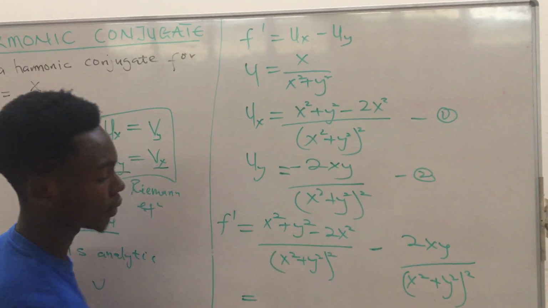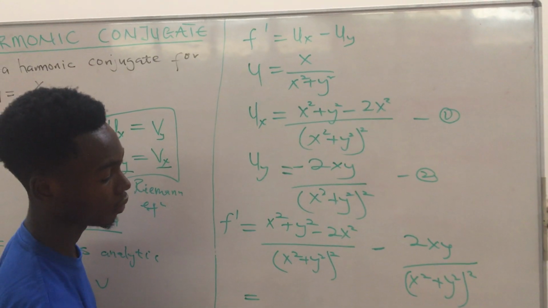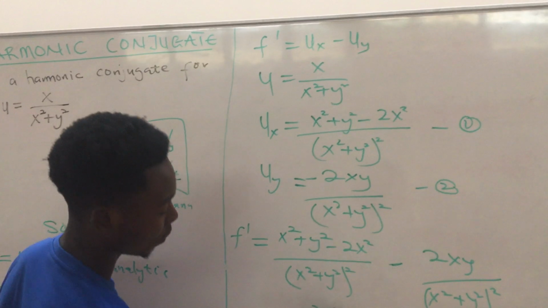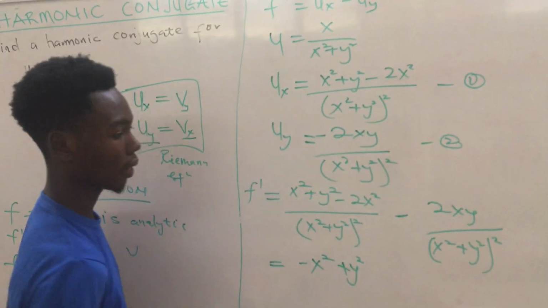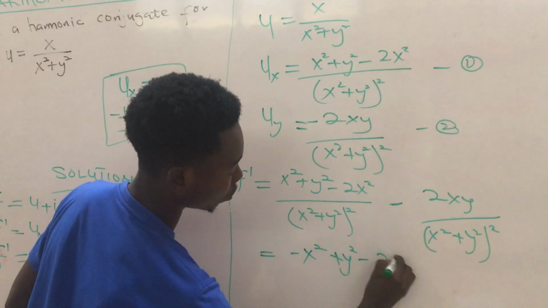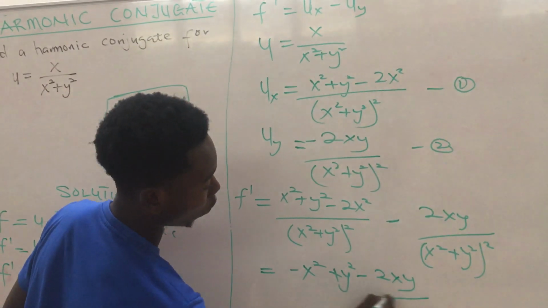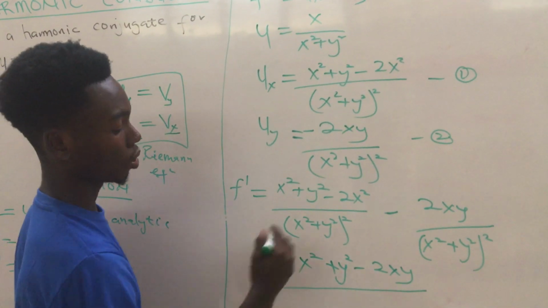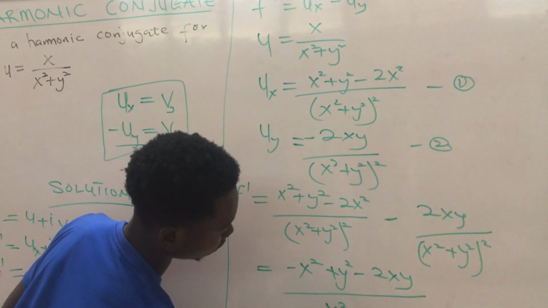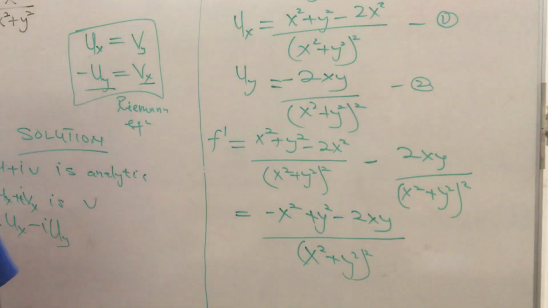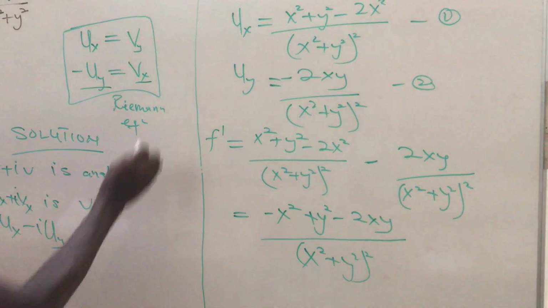So this and this will give us what? Negative what? X squared. This is what? Plus what? Y squared. And then I also have what? Minus 2xy. No, the same denominator. So we are just going to take this plus this, squared. Are you guys okay?